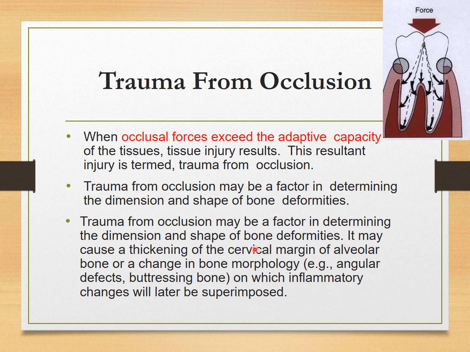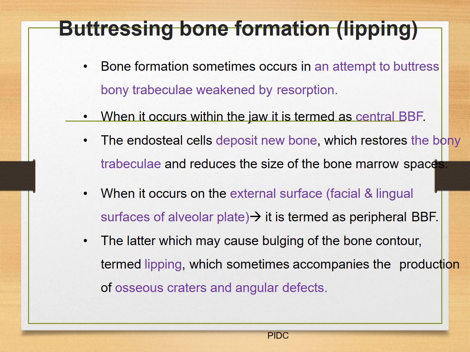It may cause a thickening of the cervical margin of alveolar bone or a change in morphology. Usually there will be a slight amount of bone change. Sometimes it will get adapted, or sometimes it leads to bone deposition also, that is, buttressing bone or angular bone defects, on which the inflammatory changes will later be superimposed.